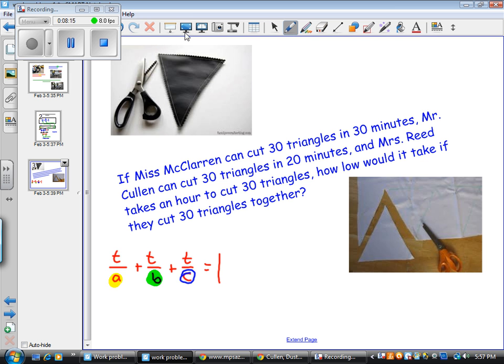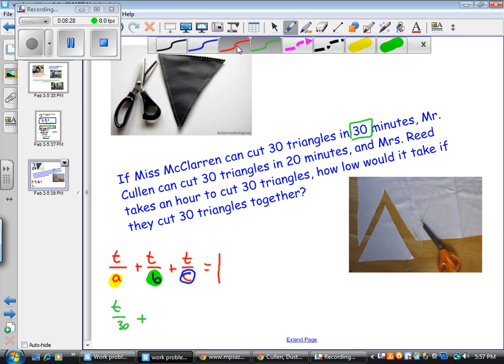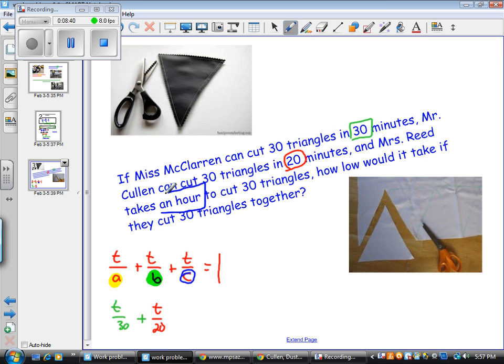Okay? So, here's what we're going to do. 30 minutes for Miss McLaren, that means I'm going to do t over 30. 20 minutes for me, Mr. Cullen, that's going to be t over 20. And then 1 hour for Mrs. Reed.